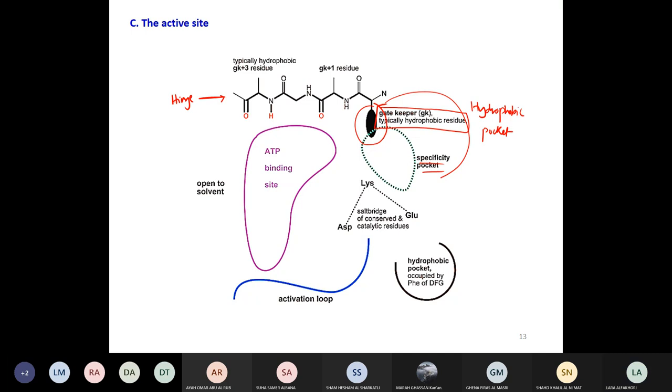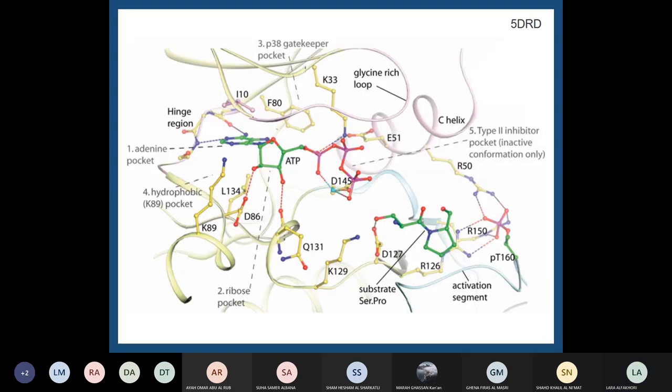Okay? Here's an image of ATP bound to a kinase. Of course, not the whole kinase structure is shown, just the binding site of the ATP and the amino acids surrounding it. Okay. The part in here is the N loop or the C loop? Yes, that's the N loop.